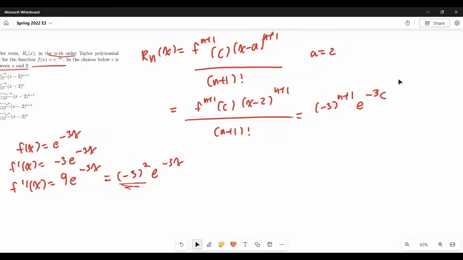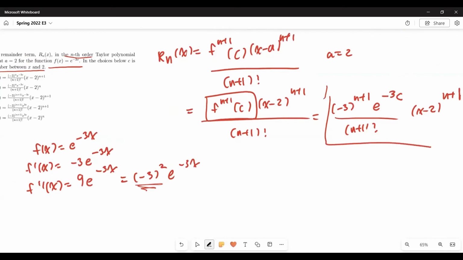to represent this part, f of m plus 1 at the c power, because we have the negative 3 constantly getting squared, which is why you put negative 3 to the m plus 1 power to make it equal, and then times e to the negative 3c, and then over m plus 1 factorial, and then x minus 2 to the m plus 1, right? So we have to find the one that's similar to that one.